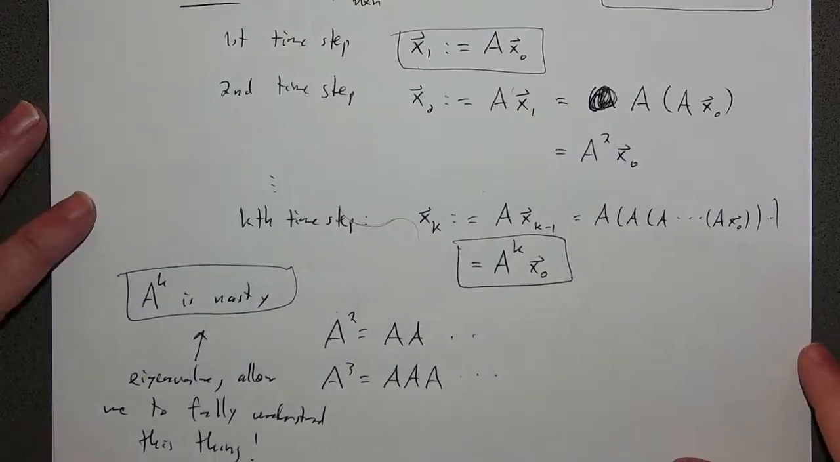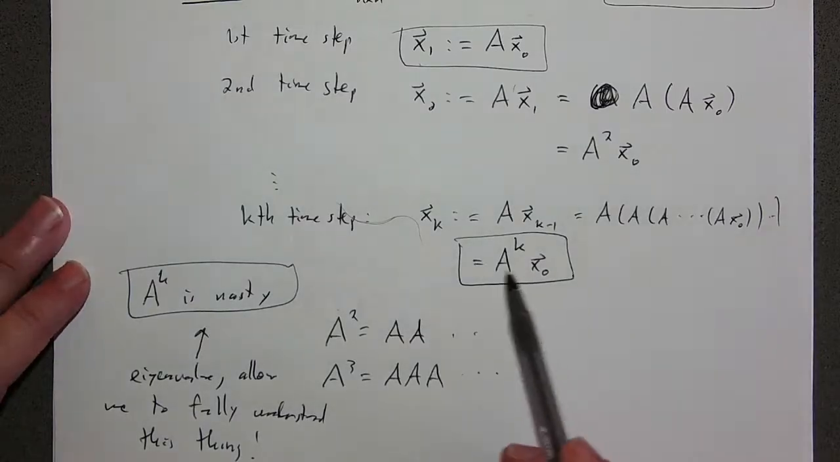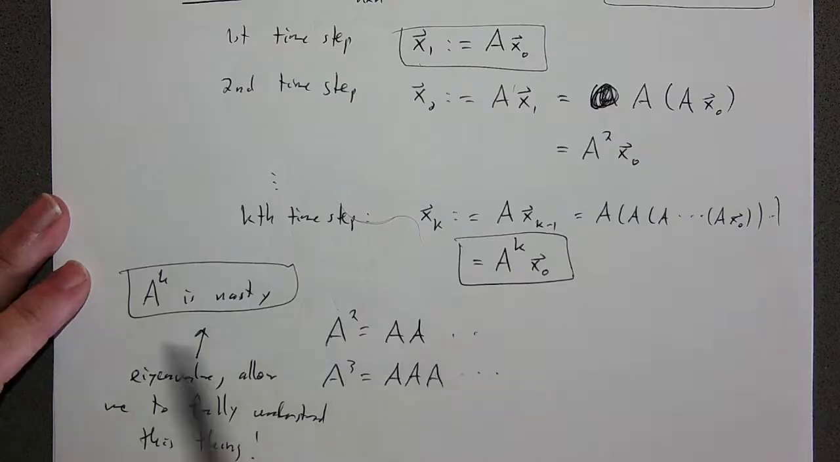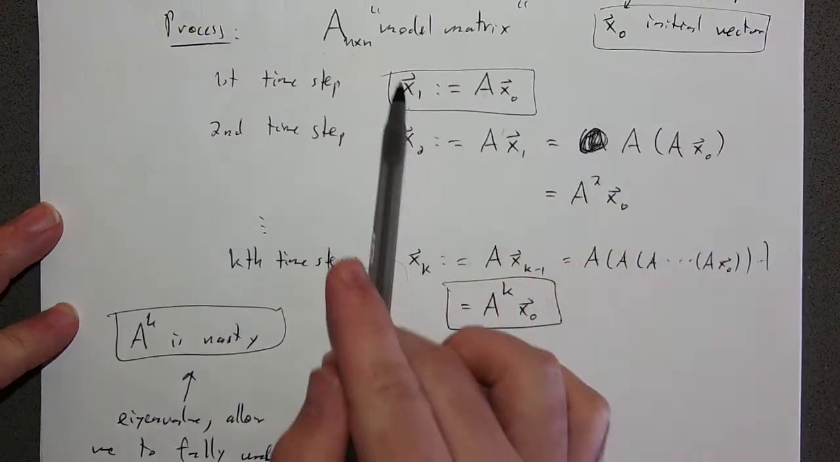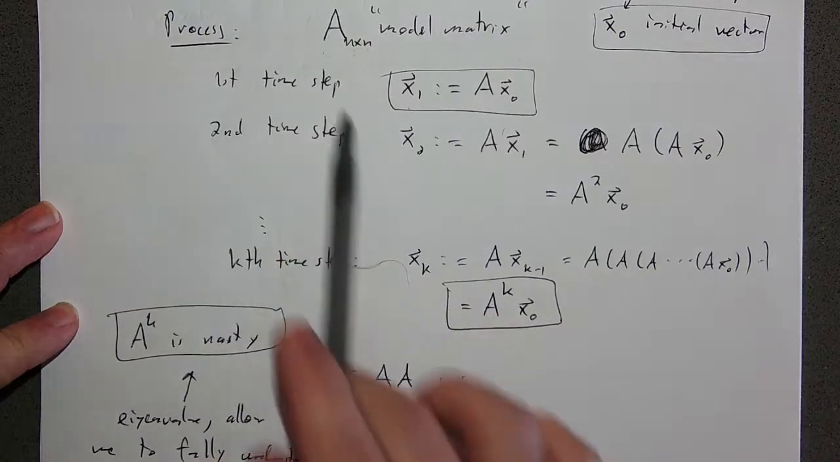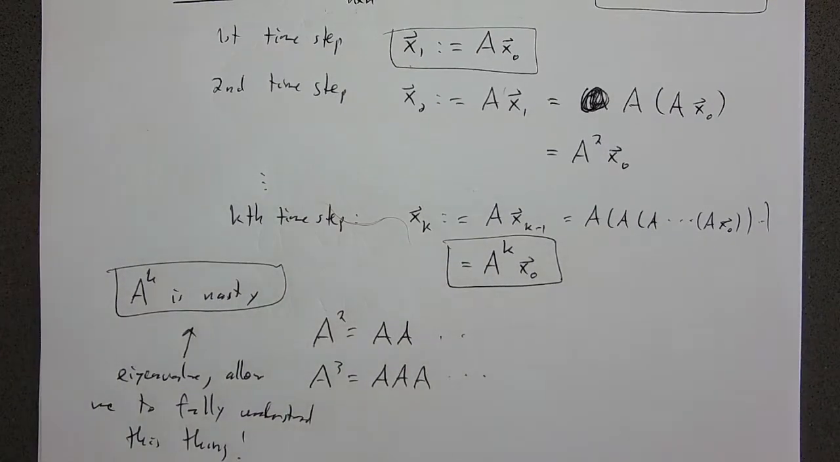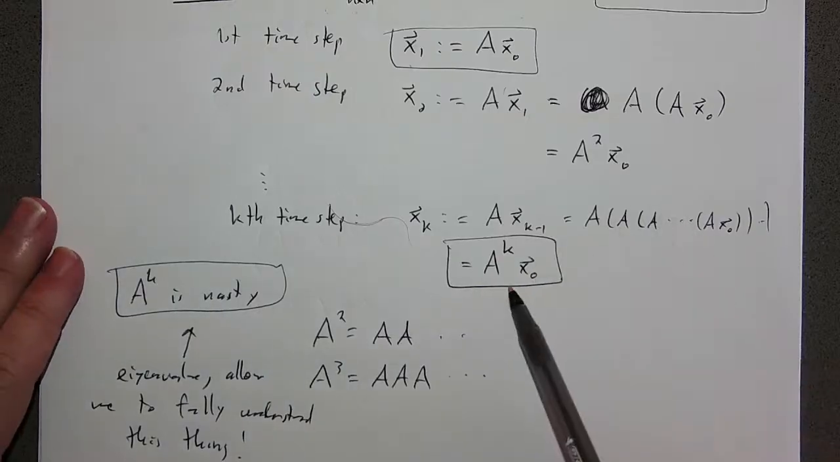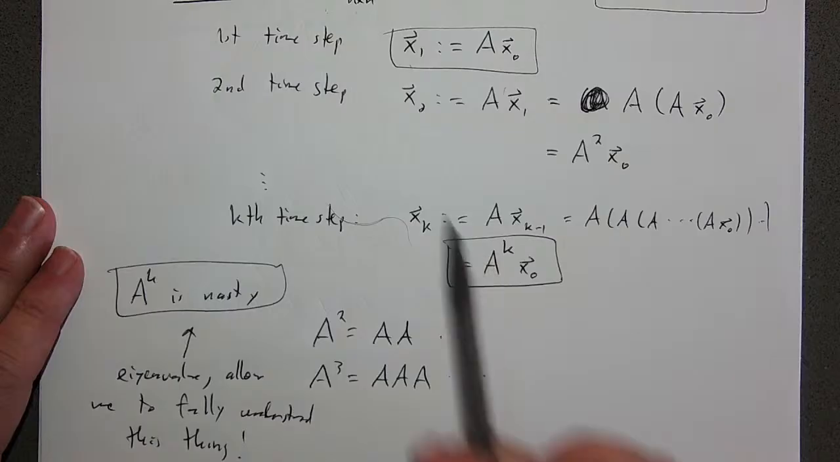Well, the only thing that makes this not perfectly nice is that powers of A are nasty. In this whole process, we're assuming that A is a square matrix, so it's an n by n matrix. All of these powers, of course, are also n by n. They're the same size.